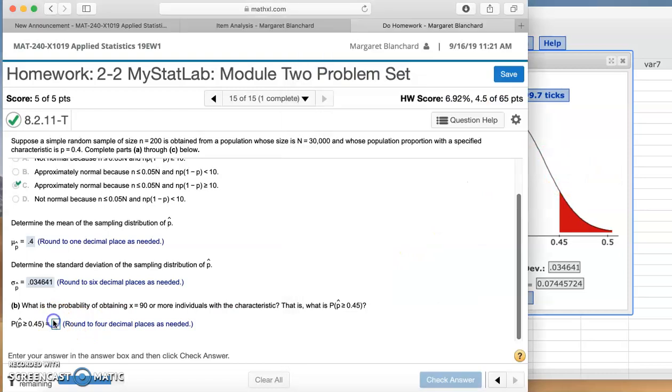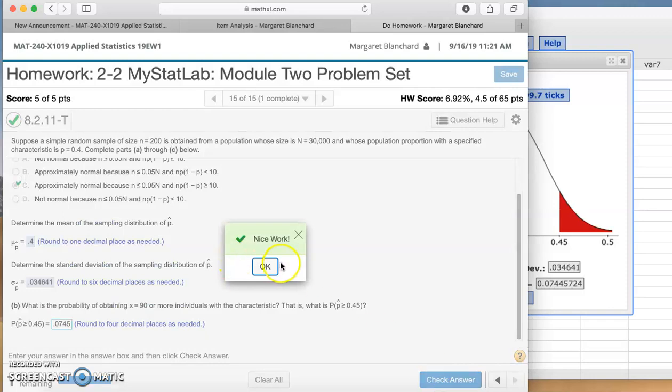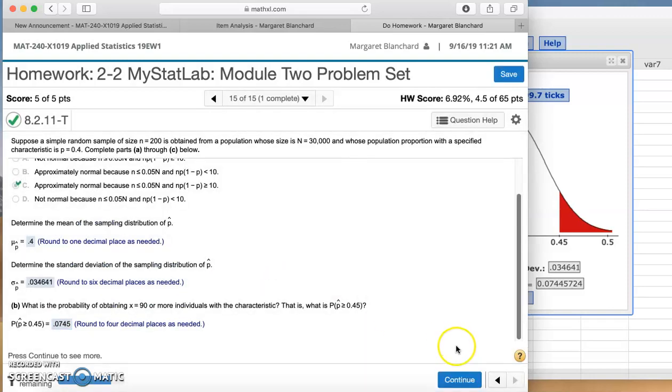All right, so let's put that in, round to 4 decimal places. So that gives us 0.0745 because we round up. Check answer. Nice work. All right, click continue.